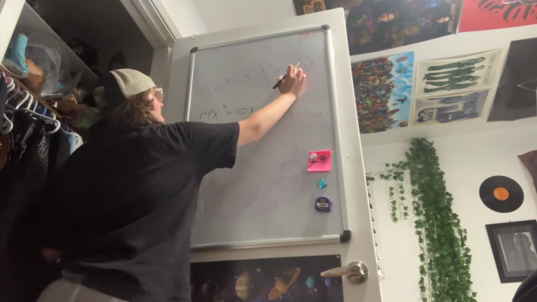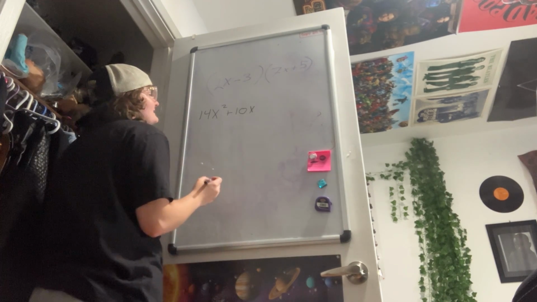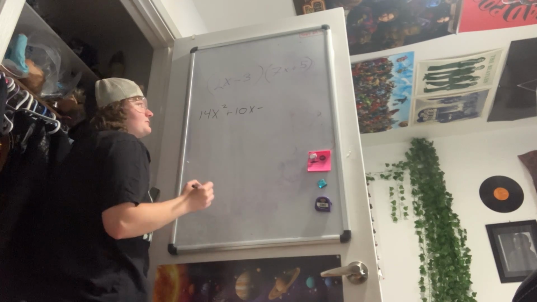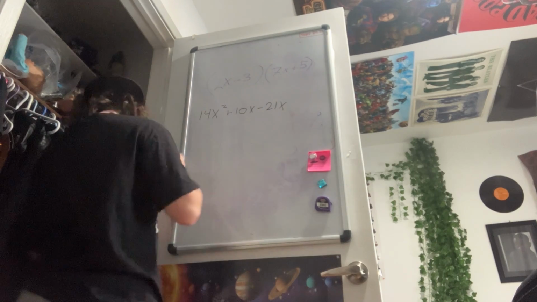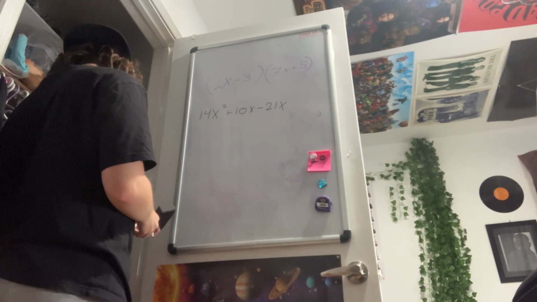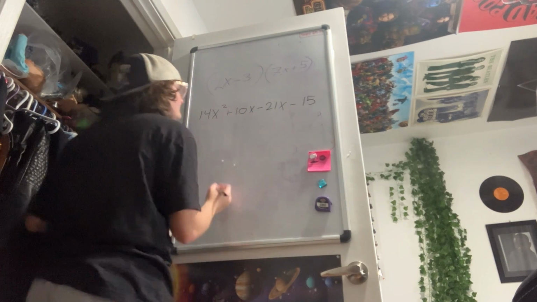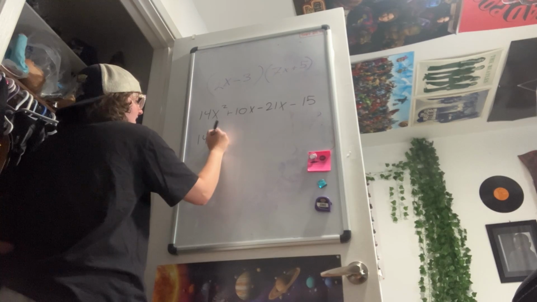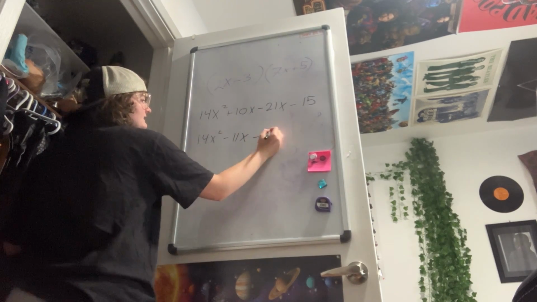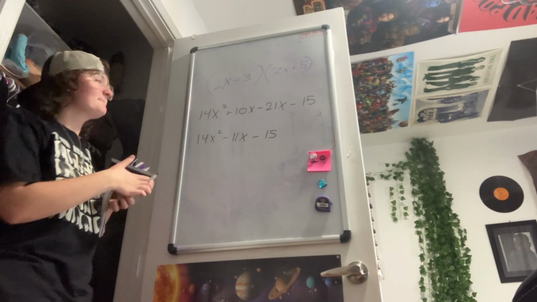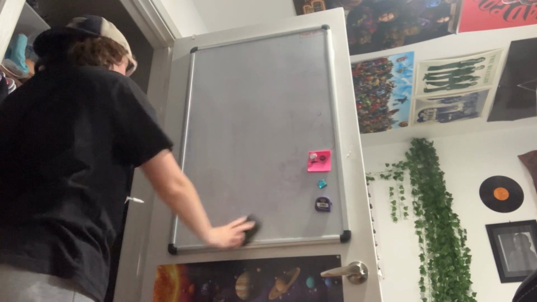Now we're at the I, FOIL. I is inside, minus 3 times 7x. That's negative. So negative 3 times 7 is negative 21x, because we have to keep that x. Right? Yes. And then minus 3 times 5 is negative 15. We're going to collect our like terms. 14x squared minus 11x minus 15. All right? Sticking with this.